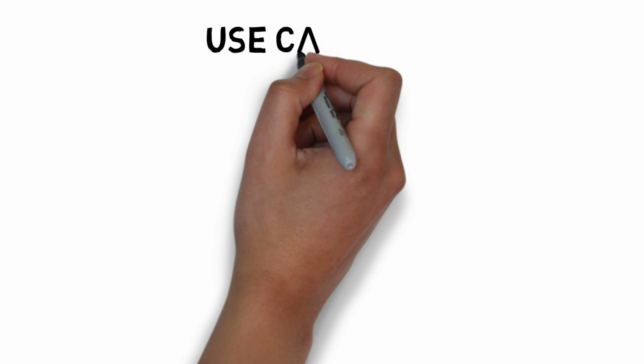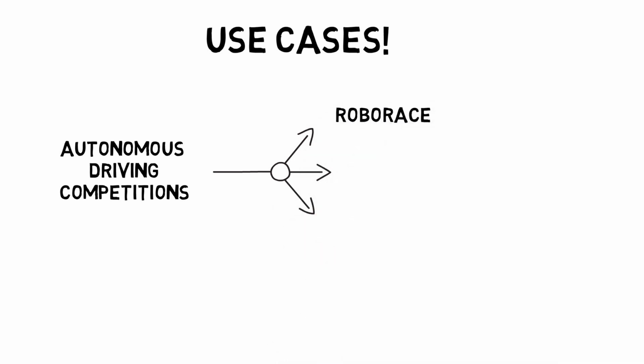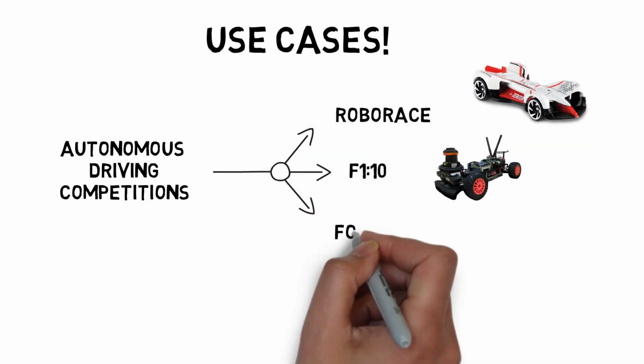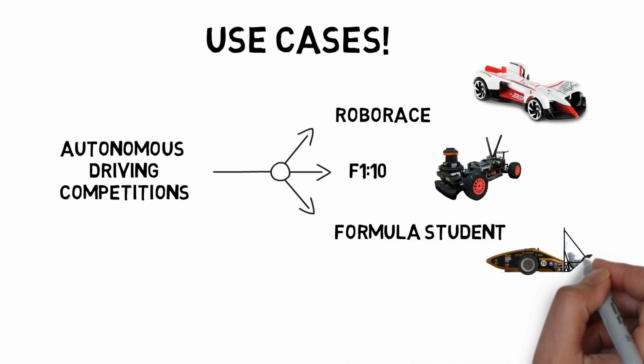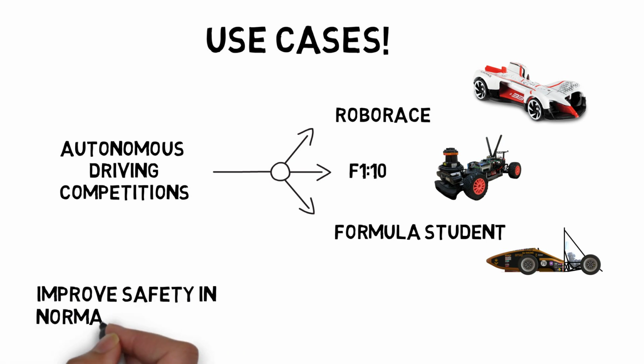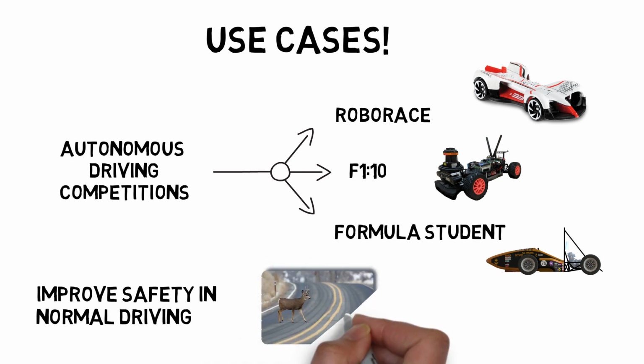The most evident usages are autonomous driving competitions like, for example, Robo-Race, F1/10, and Formula Student. However, there is something beyond competitions where racing planning can be used. Autonomous racing planning can help in normal driving environments by providing fast solutions to difficult problems, like, for example, avoiding unexpected obstacles crossing the road.